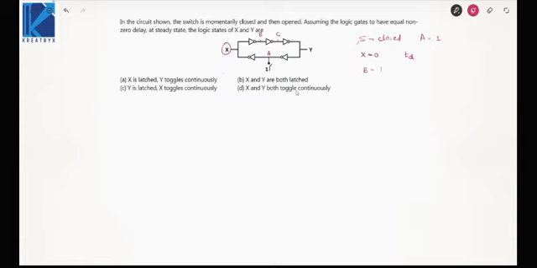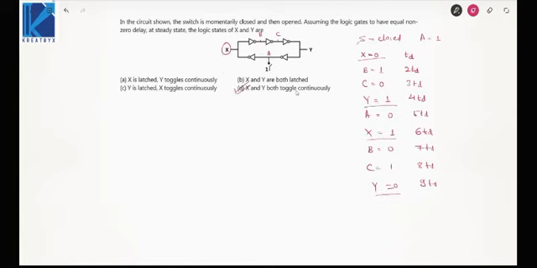B will become 1 at 2 TD. TD is the propagation delay. C will be 0 at 3 TD. Y will be 1 at 4 TD. That means A will now become 0 at 5 TD, which means X will become 1 at 6 TD. Similarly, B will become 0 at 7 TD, C will become 1 at 8 TD, and Y will become 0 at 9 TD. So what is happening is X was 0, now it becomes 1. Y was 1, now it becomes 0. So both will toggle continuously. Okay.